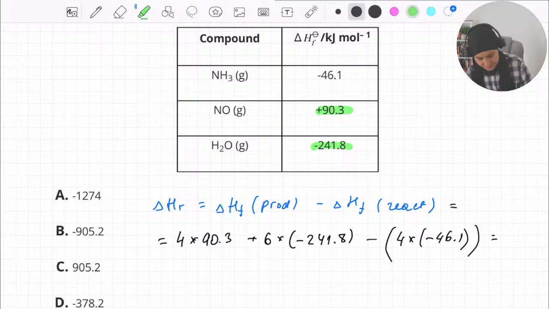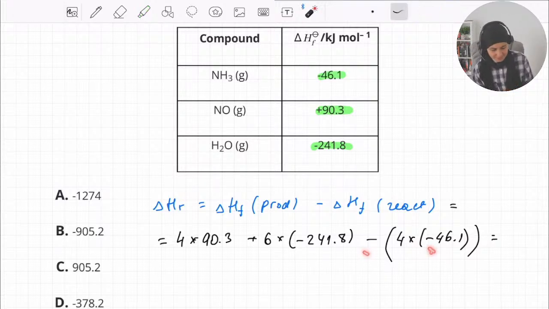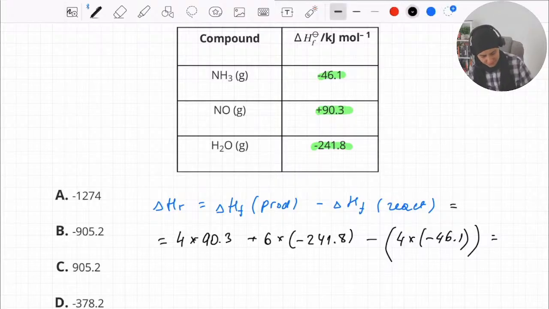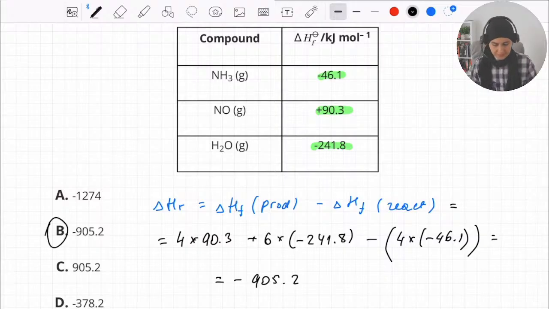And then don't mess up the signs yet, just carefully with the calculator. You understand that minus times minus is plus, so just 4 times 90.3 plus, well, minus 6 times 241.8 and plus 4 times 46.1. It is minus 900, so that's negative 905.2. That's a B. Kilojoules per mole.